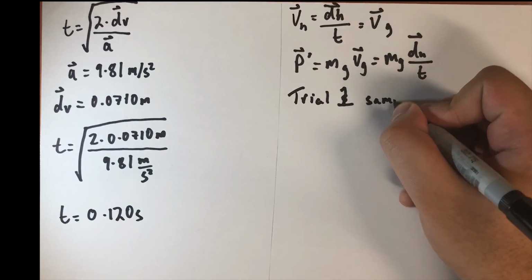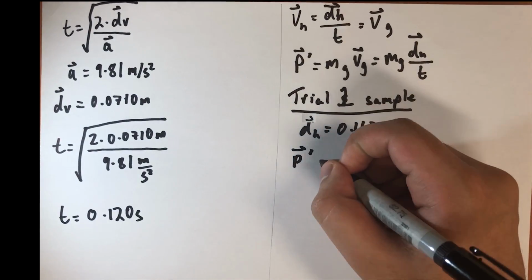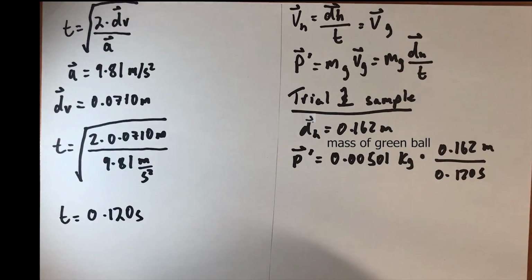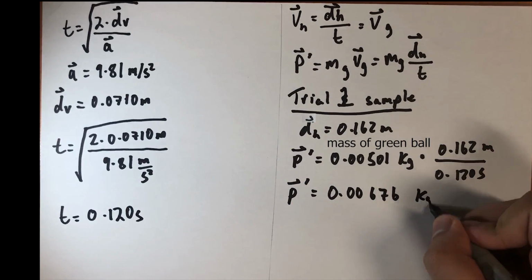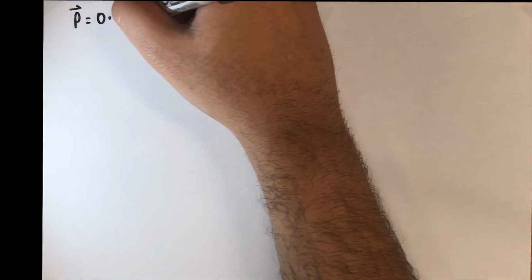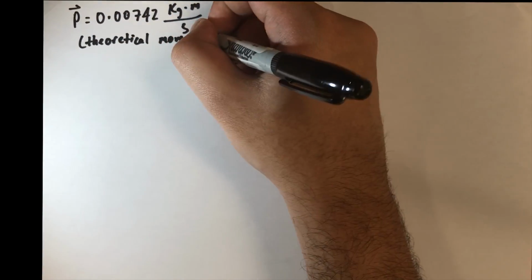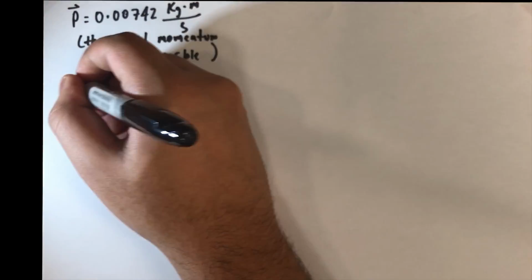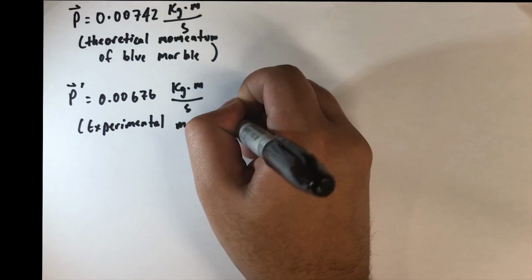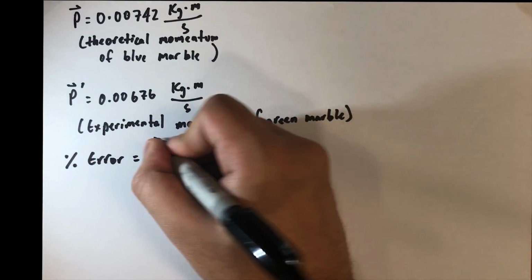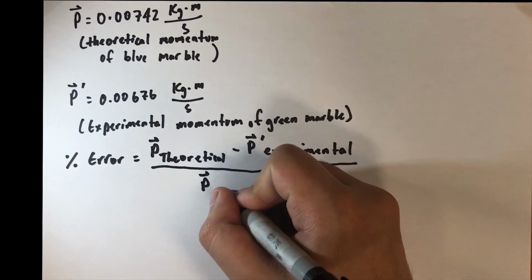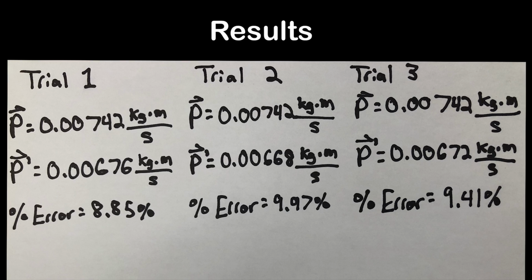If we were to use the data found in the first trial, we can see that the horizontal displacement of the green marble is 0.162 meters, which provides us with a post-collision momentum value of 0.00676 kilogram meters per second. To find the percent error of this momentum value, we can subtract the experimental momentum value, which is the experimentally determined green marble's momentum, from the predicted momentum value, which was calculated using the height of the slide, and divide this difference by the predicted momentum value to produce a percent error of 8.85% for the first trial. Across 3 trials, the momentum after the collision ranged from 0.00668 to 0.00676 kilogram meters per second, with the percent error ranging from 8.85% to 9.97%.